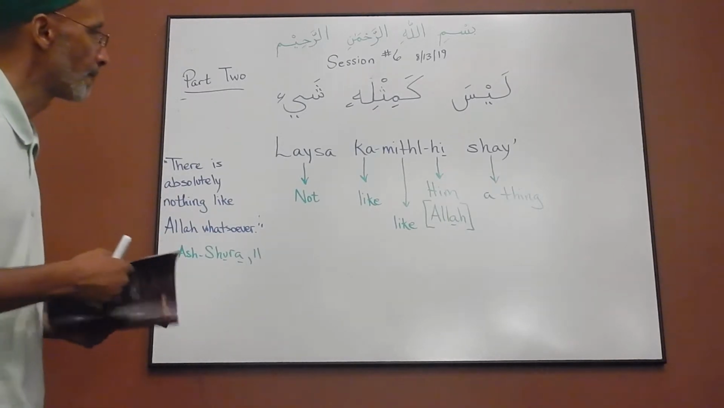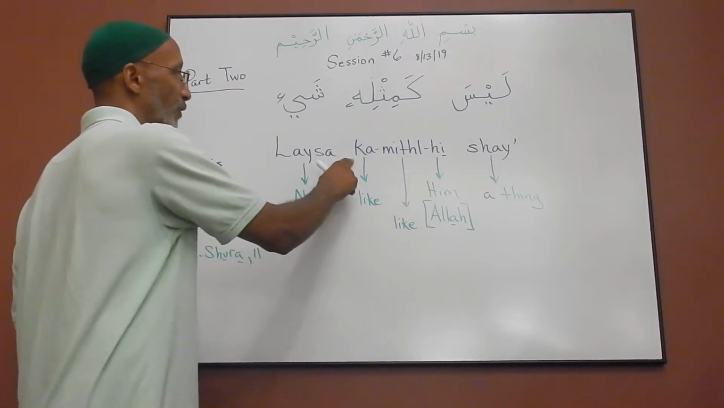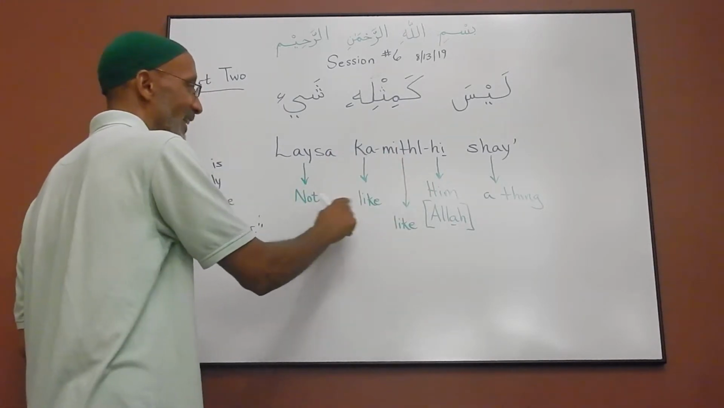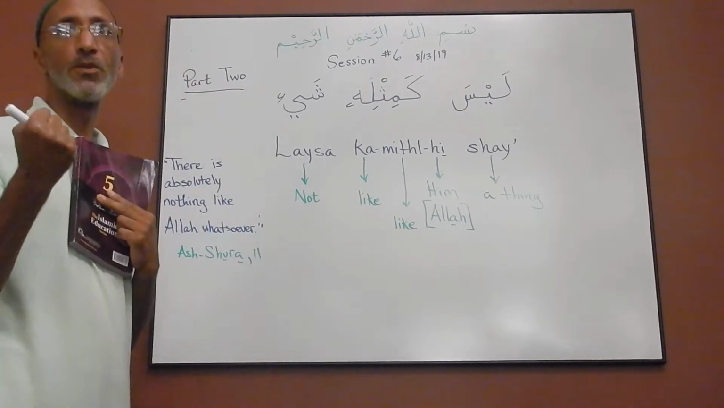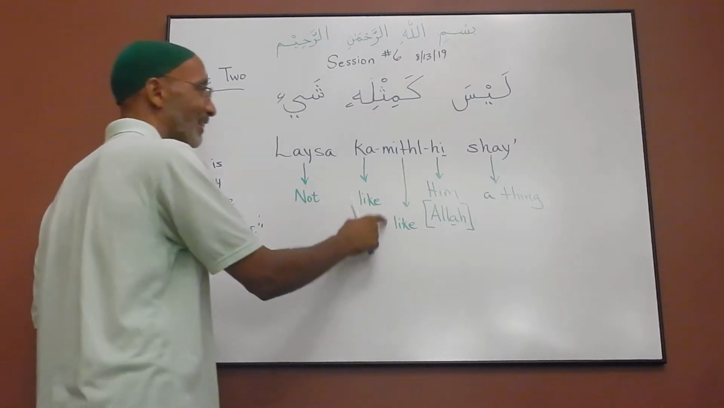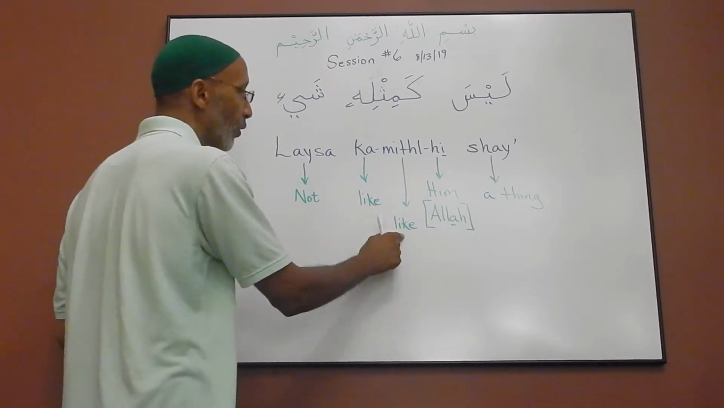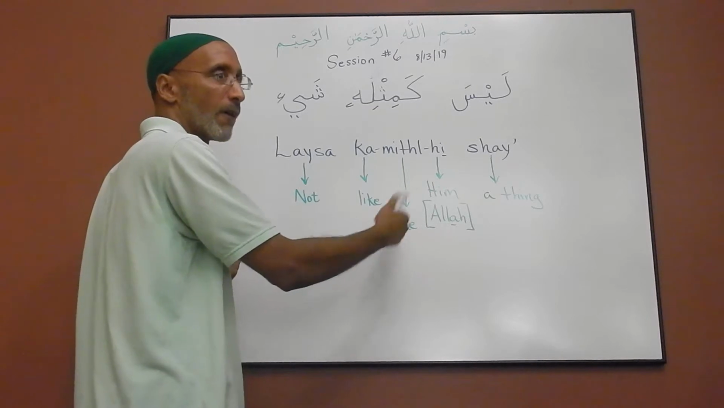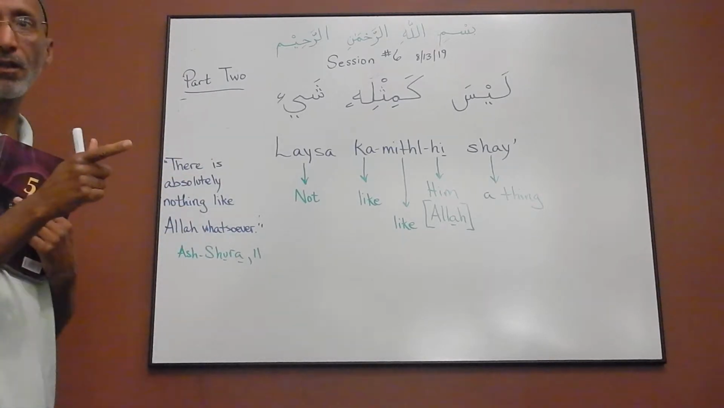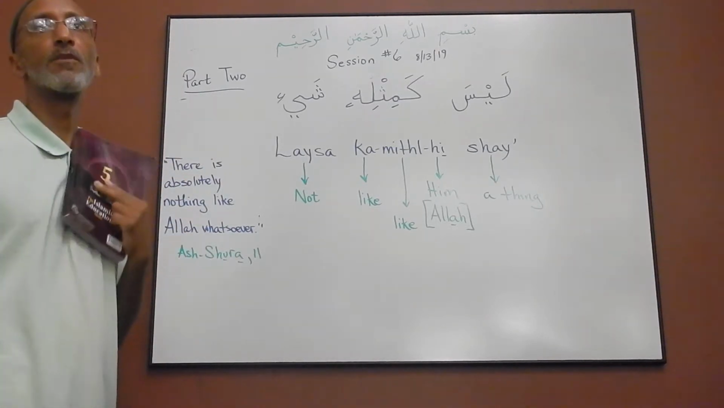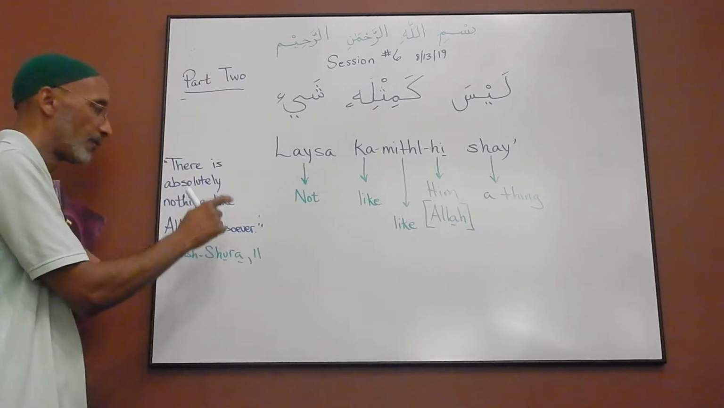So now let's go through and break it down word for word. Laysa, we said, means not. Then you have this word ka mithl, not like. So this double word like is carrying what? Emphasis. Not like him, not like Allah, a thing. So this doubling of the word ka means like. Mithl also means like. So it means an absolute and categorical negation of any comparison between the Creator and the creation. So that's why we said there's absolutely nothing like Allah whatsoever.